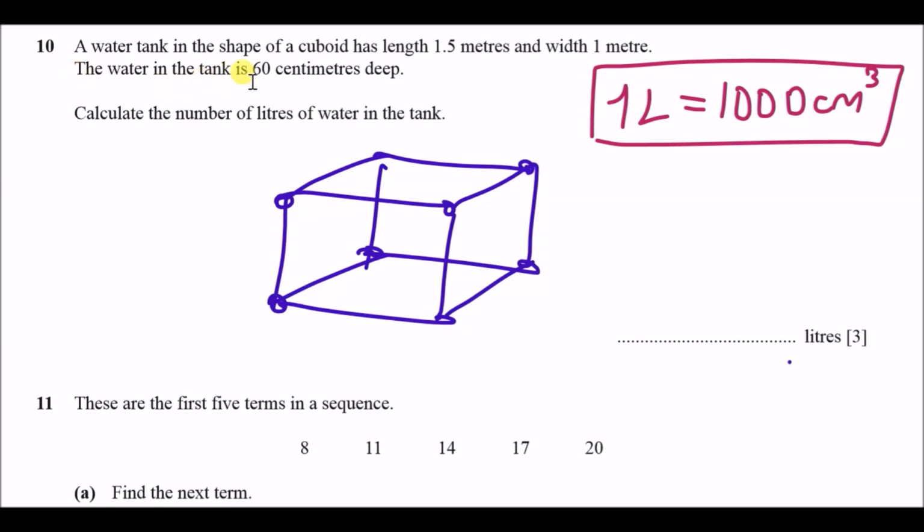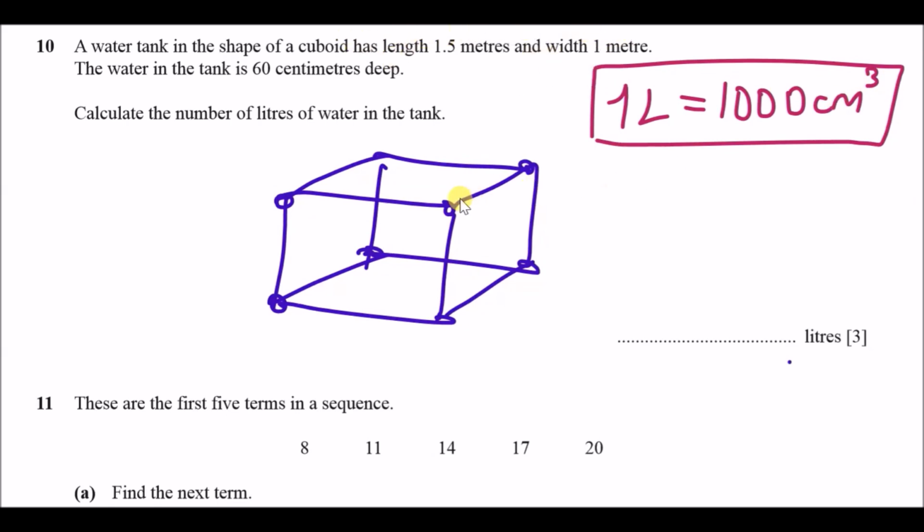So the water tank in the shape of a cuboid has length 1.5 meters and width 1 meter. The water in the tank is 60 centimeters deep. So we've already got 2 different units. Calculate the number of liters of water in the tank. Now to find the number of liters, because we're working with centimeters and meters, the relationship between them is that 1 liter is equal to 1,000 centimeters cubed. Okay, so personally, because you're working in centimeters cubed, it's good to convert these upper units into centimeters.